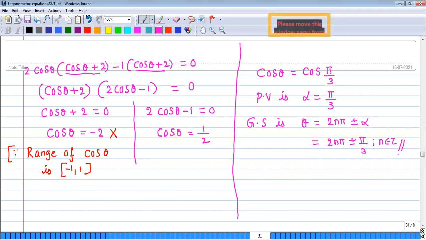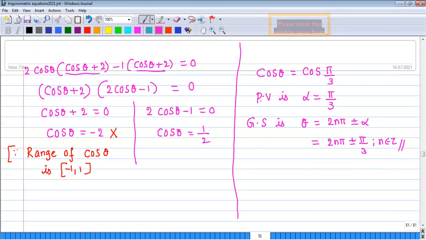So have you understood why we have eliminated cos theta is equal to minus 2? Yes, sir. Because the range of cos theta is minus 1 to 1, we have neglected that one. Only we solved cos theta is equal to 1 by 2. The general solution is this one.